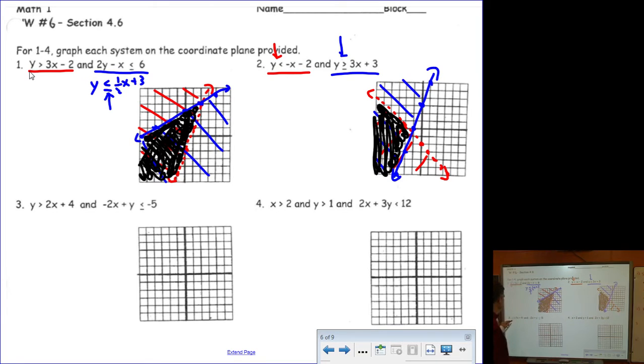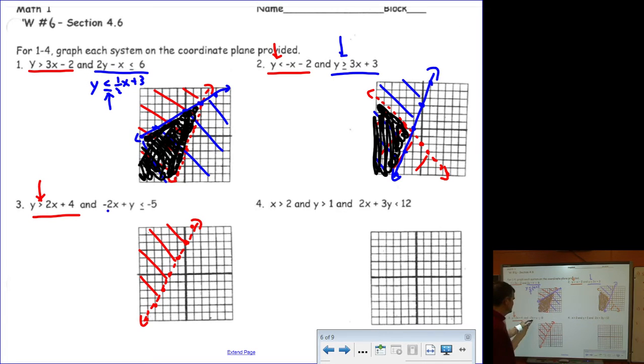Problem number 3, it's already in slope-intercept form. It's got a y-intercept of 4. It's got a slope of up 2, right 1, or down 2, left 1. It is a dashed line because it does not have or equal to. And it's greater than, so it's going to be above the line.